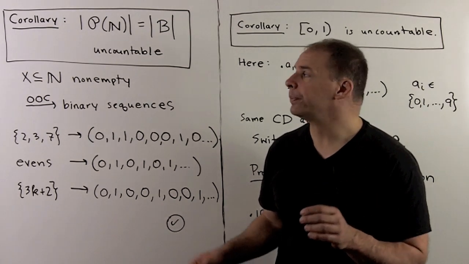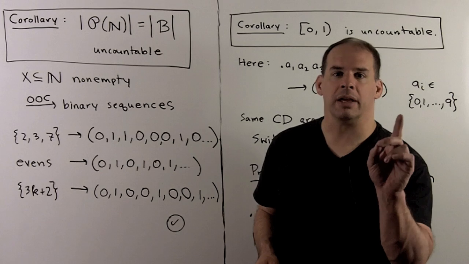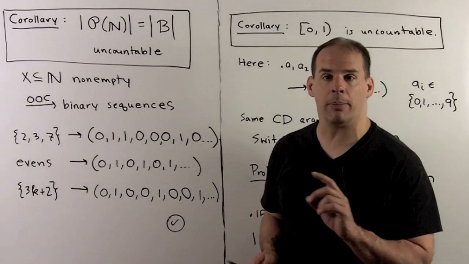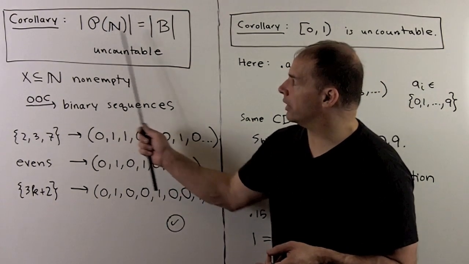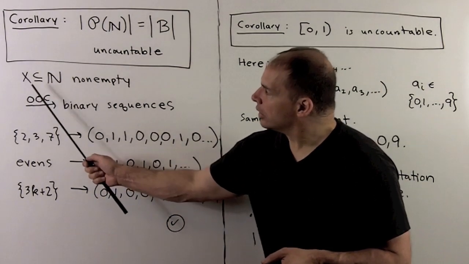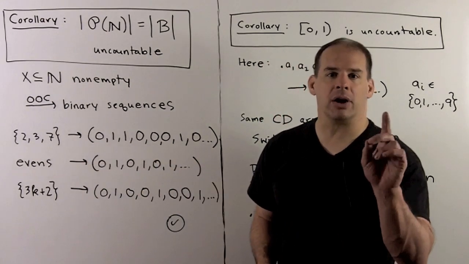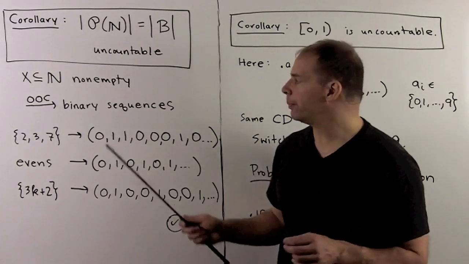First corollary, the power set of the natural numbers is uncountable. In fact, the cardinality of this set is the same as the cardinality of the set of all binary sequences. Now, to show this, to each subset of the natural numbers, which is not empty, we'll assign a binary sequence. And we'll do so in a way that's one-to-one and onto.